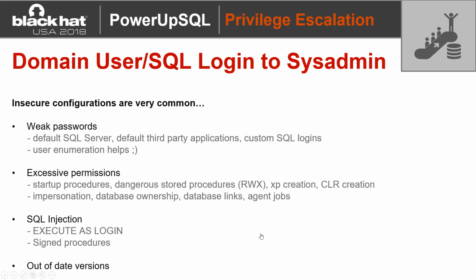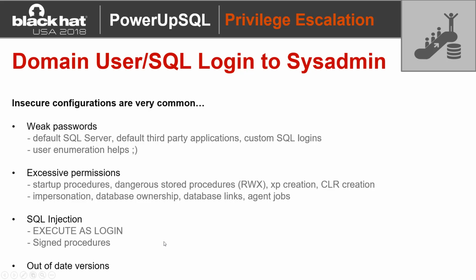All right. So that was going from local administrator on the Windows side into the SQL Server sysadmin DBA role. Now I want to talk about going from a domain user or SQL login to a sysadmin. There's a lot of ways this can happen. Weak passwords we've talked about pretty extensively already. Excessive privileges to all kinds of functions that might allow you to execute with sysadmin privileges for various reasons. Startup procedures, custom stored procedures, extended stored procedures, all kinds of things.